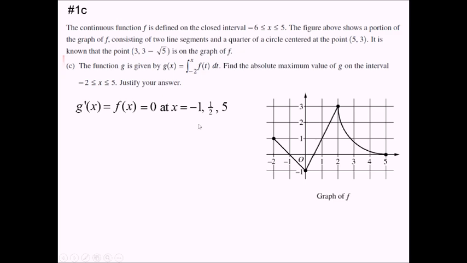So really, the only new values we get out of here that we have to test are negative 1 and 1/2. Now, between the two of these, technically, since you're looking for an absolute max, you don't really need to test 1/2. At 1/2, where g prime is changing from negative to positive, this is a local min for g. So there's no way a local min is going to end up being an absolute max.